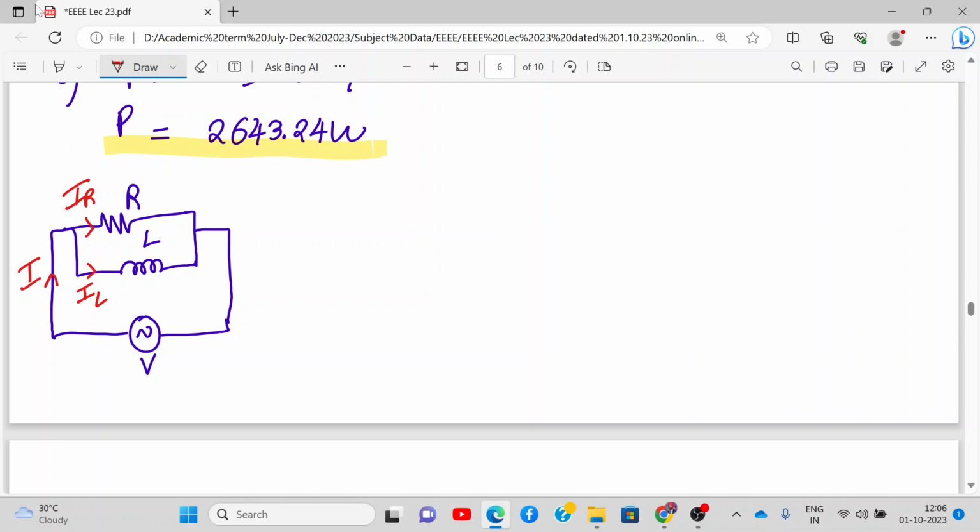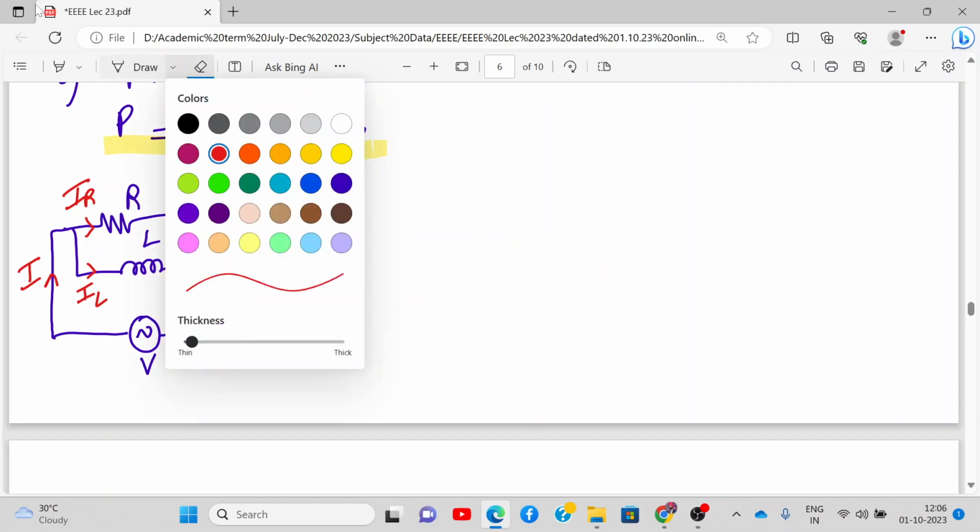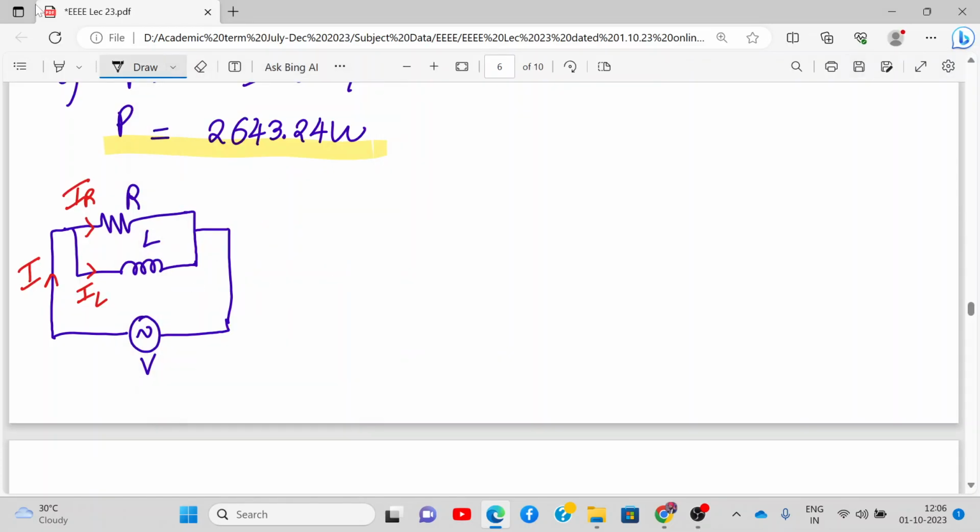So what we do is we take voltage as a reference. Okay, I told you this, right? We take voltage as a reference. So I'll draw the reference as V.